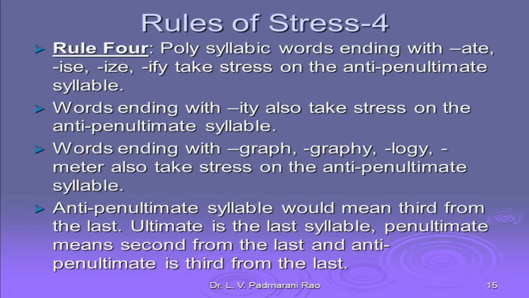The fourth rule is if disyllabic words are there ending with ATE, ISE, IZE and CT, the second syllable is accented. Supposing we have the polysyllabic words ending with ATE, ISE, IZE and IFY, the stress is on the antepenultimate syllable. Now this is very interesting. What do you mean by antepenultimate syllable?